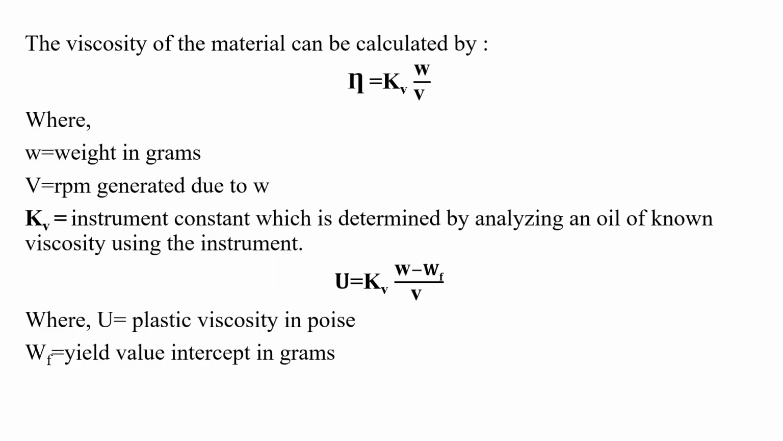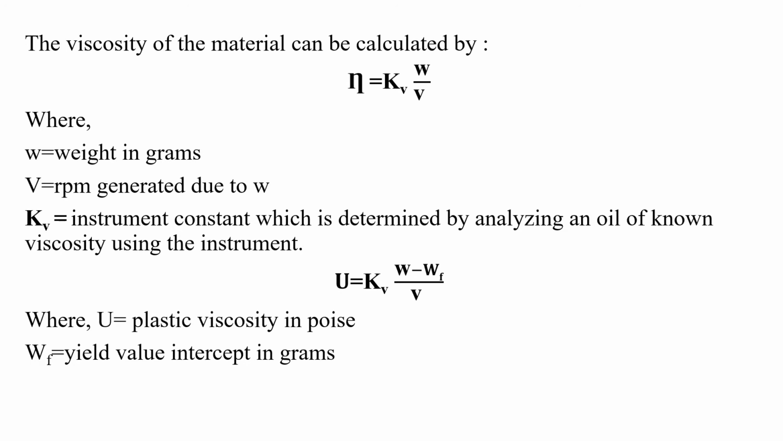And this is the equation by which the viscosity can be easily calculated. Viscosity eta is equal to kV W by V. kV is the instrument constant to avoid errors, W is the weights added, and V is the number of rotations made by the bob.